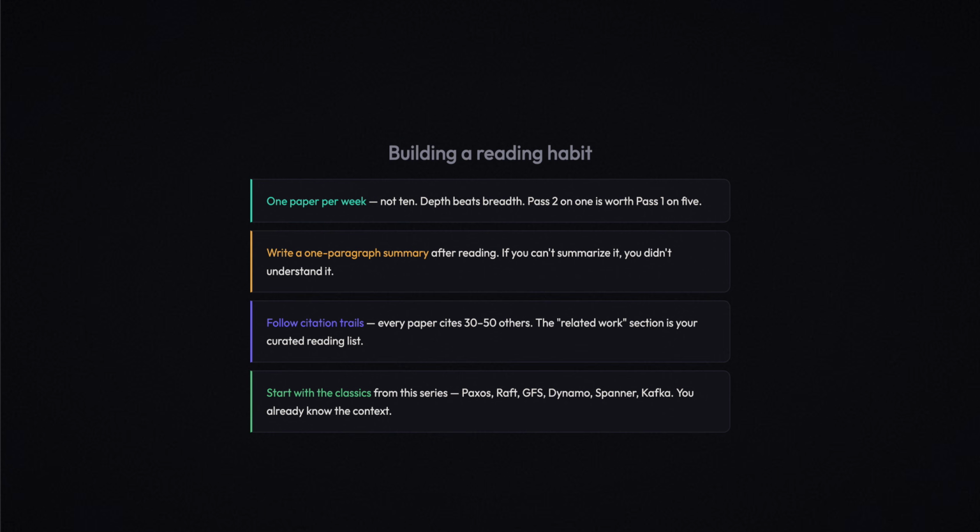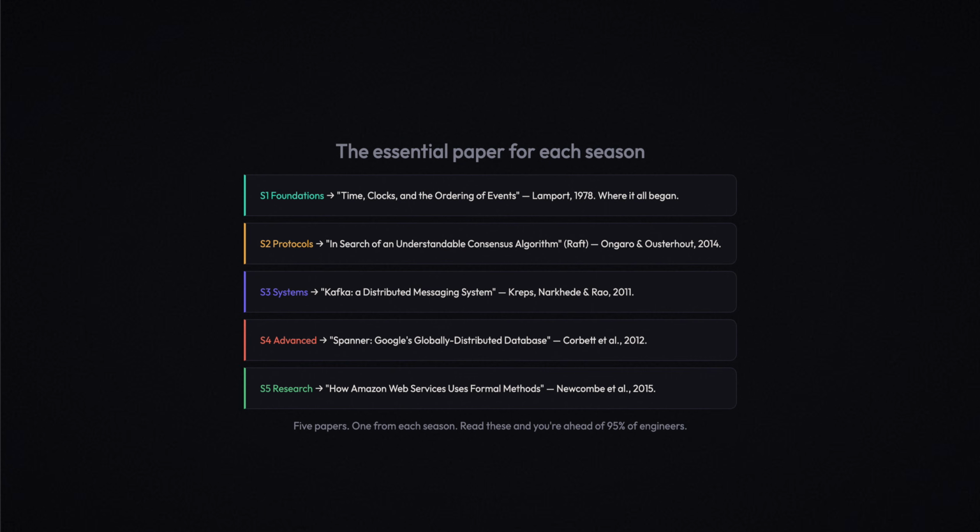If you want a starting point, here are 5 papers, one per season of this series. For season 1, Foundations: Time, Clocks, and the Ordering of Events in a Distributed System by Leslie Lamport, 1978, where this entire field began. For season 2, Core Protocols: In Search of an Understandable Consensus Algorithm, the Raft paper by Ongaro and Ousterhout, 2014, famously written to be read.